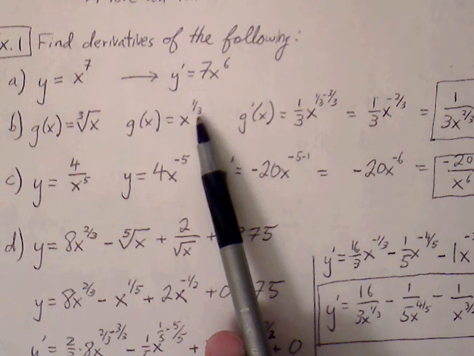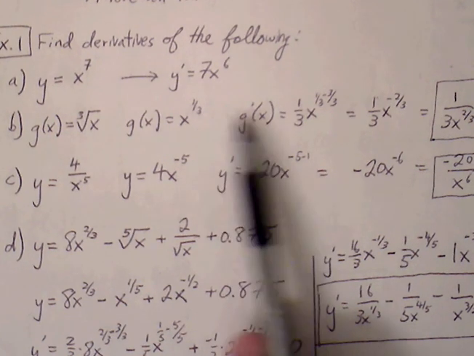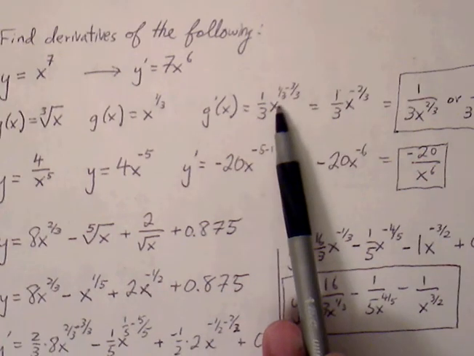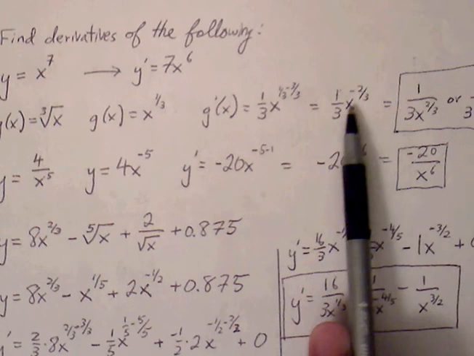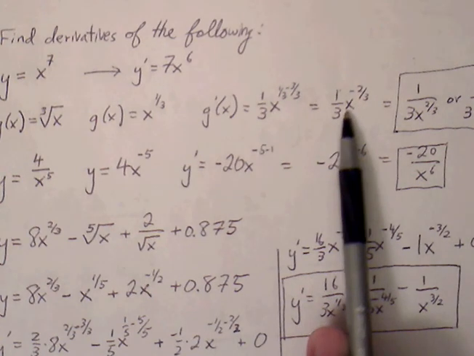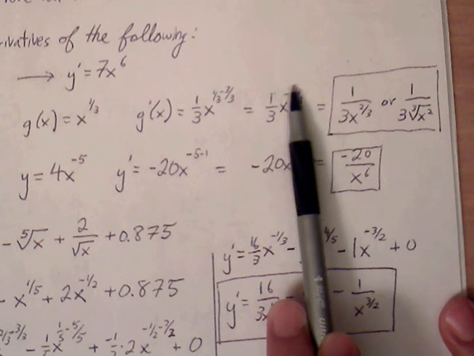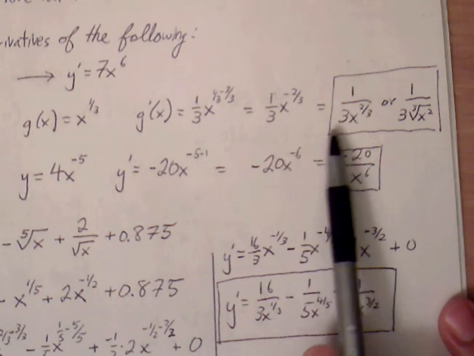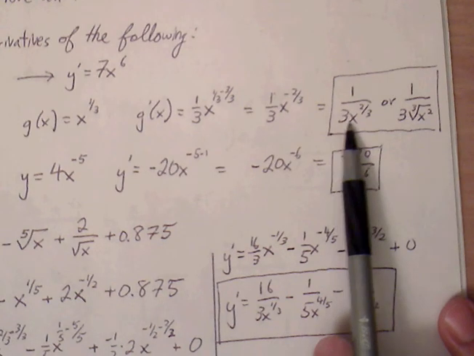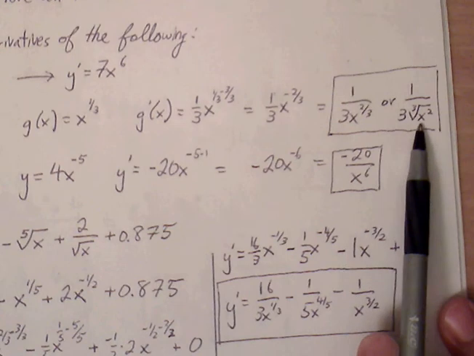Subtract 1 from the starting exponent. So 1/3 minus 1 is the same thing as 1/3 minus 3 over 3. And 1/3 minus 3 over 3 gives us negative 2/3. So we get 1/3 x to the negative 2/3. And now we can clean this up further by getting rid of the negative exponent by bringing the x down to the denominator. So we get 1 over 3x to the 2/3, or 1 over 3 cube root of x squared.